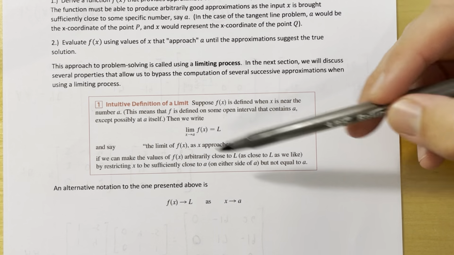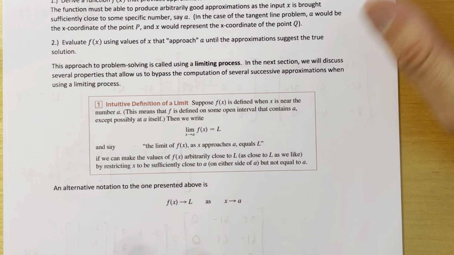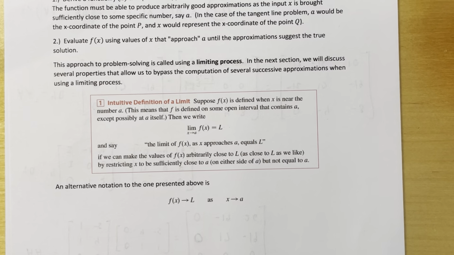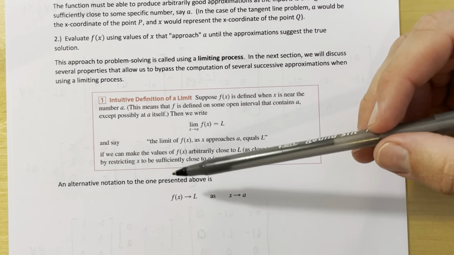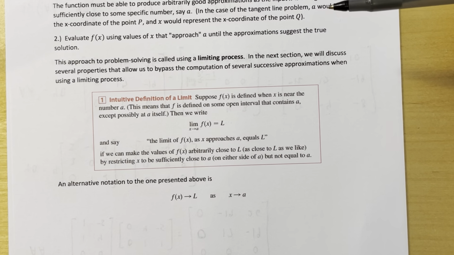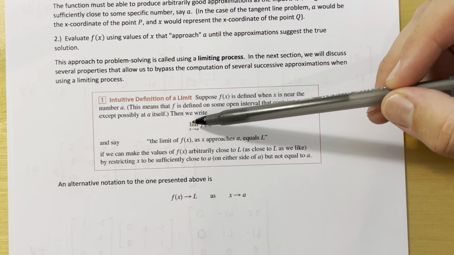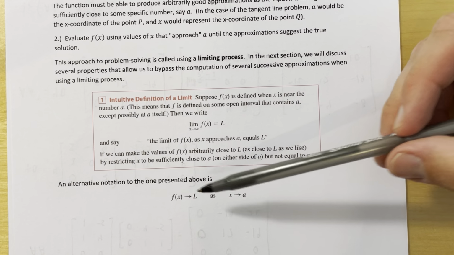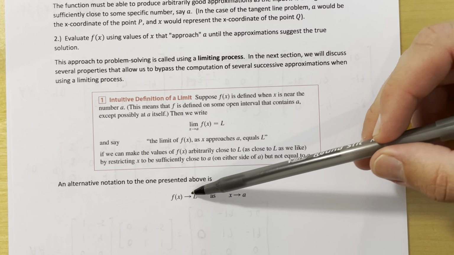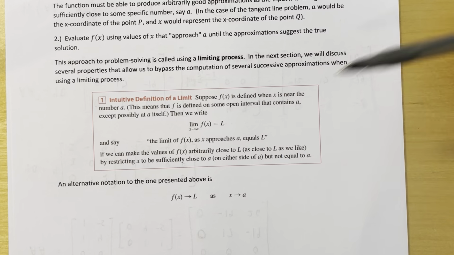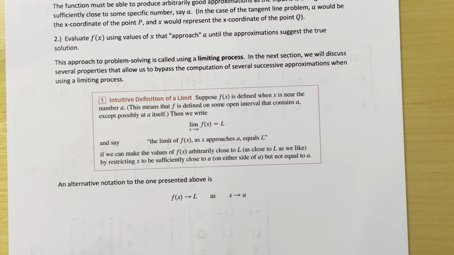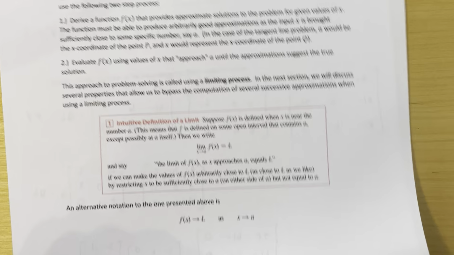And again, this is going to sound very vague, what I'm talking about, because we haven't really done examples yet, but we're going to make this more concrete as we move along. This notation is also used fairly frequently. We don't use the lim here, but this means the same thing: f of x approaches L as x approaches a. That little arrow, we read like the word approaches.